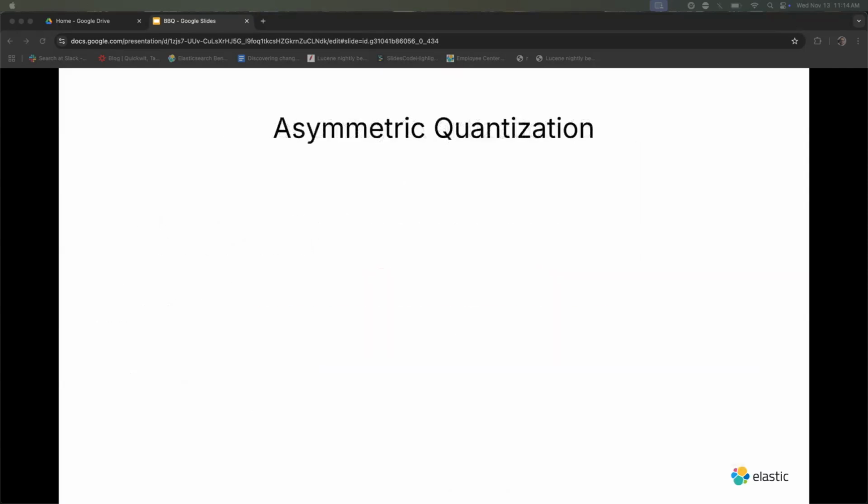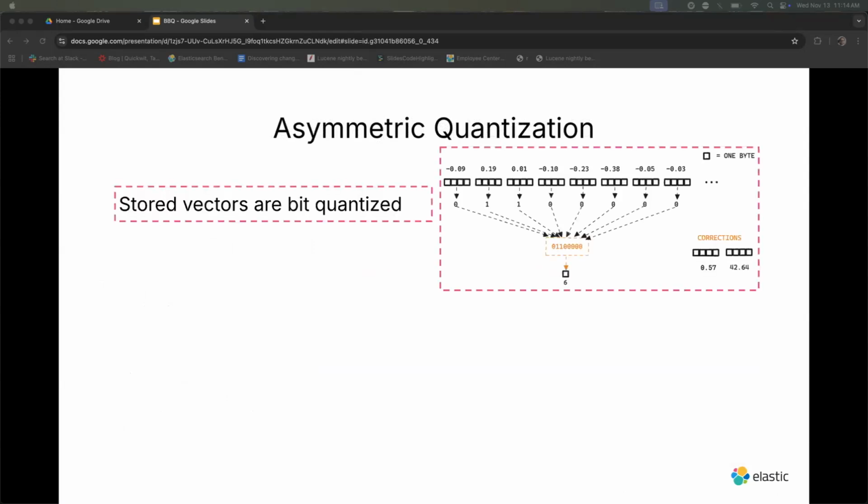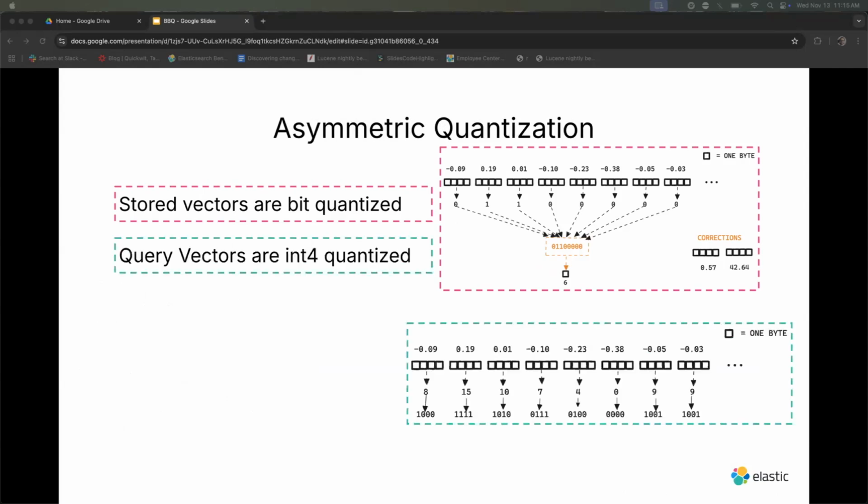All right. So asymmetric quantization. How we get the better storage is we quantize to one bit. So remember, 8 floating point values into 1 byte. So that's 4 times 8 is 32. You're going down to 1 individual byte. And we then store some of those corrections I mentioned before that help us with the estimation now that we're centering on a centroid. But since we're centering on a centroid, this means that we actually don't need to quantize the queries to the same amount. We can quantize the queries to only int4.